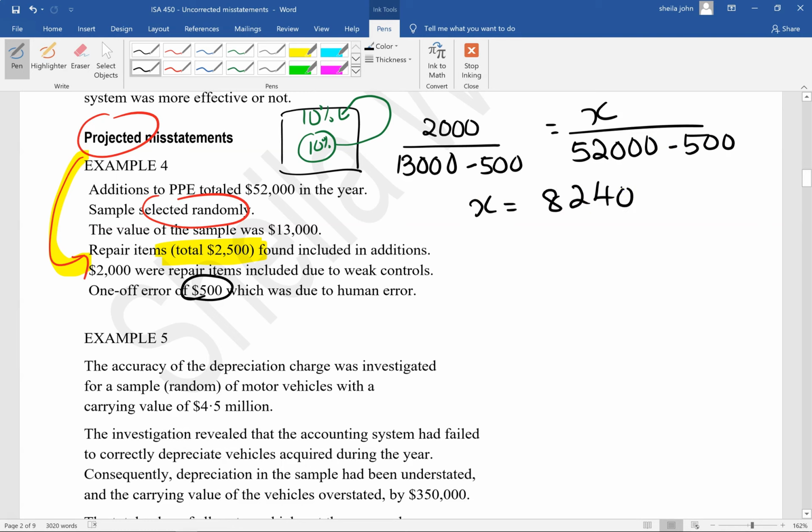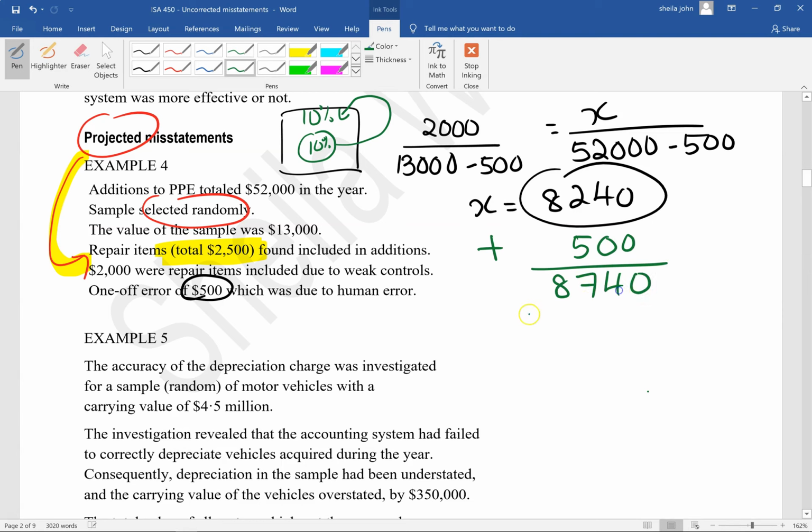So therefore, that is the projected misstatement. But when you want to put it into the summary of uncorrected misstatements, it would be the projected misstatement plus the part about the human error as well, because whether it's human error or not, it's still a misstatement. So the total amount that will go into the summary of uncorrected misstatements will be 8,740. Just because it's a human error doesn't mean that we ignore it.